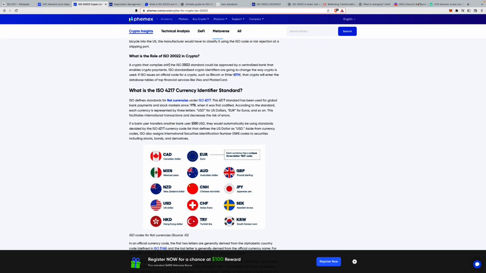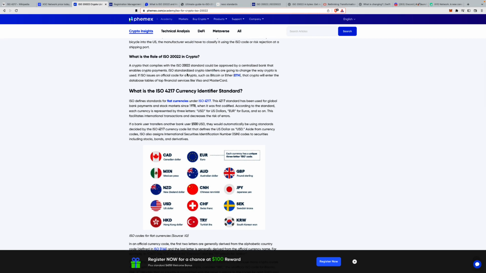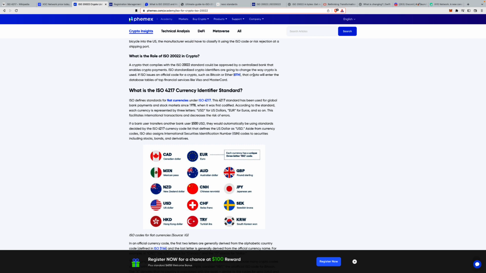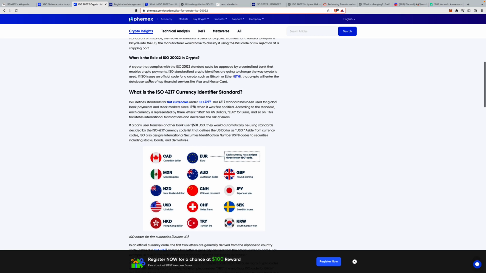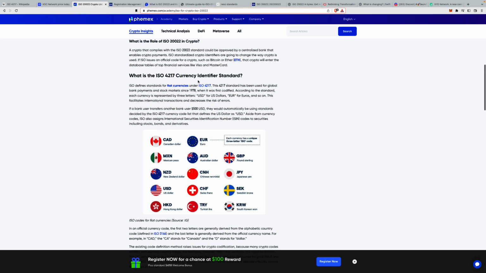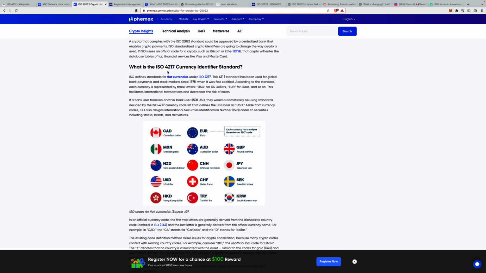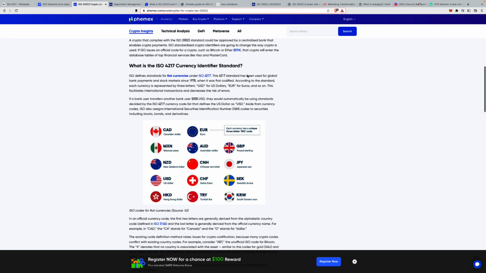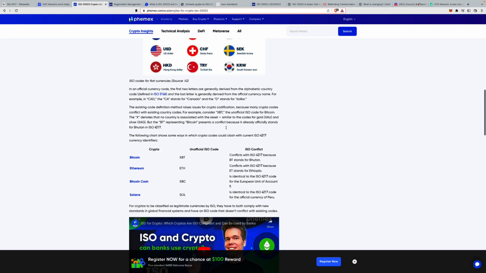Okay, so what is the role of ISO 222 in crypto? Crypto that complies with the ISO 222 standard could be approved by a centralized bank that enables crypto payments. ISO standardized crypto identifiers are going to change the way crypto is used. If ISO issues an official code for a crypto such as Bitcoin or Ethereum, that crypto will enter the databases and tables of top financial services like Visa and MasterCard. So then it goes into the 4217 currency identifier standard, and we already kind of know that. So we can keep going here.